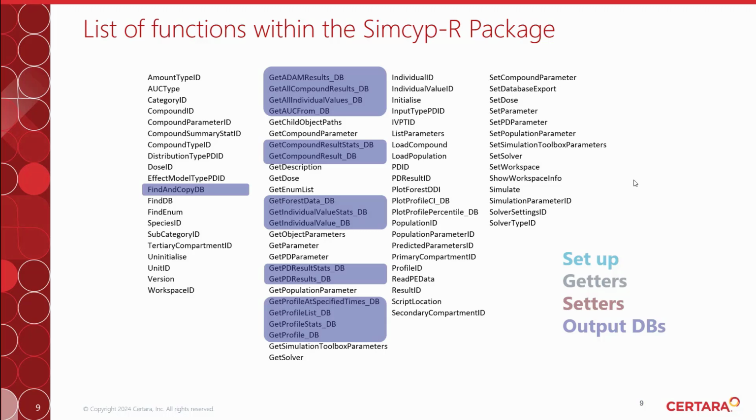The next list of functions are the output DBs. For these functions, they have _DB at the end of the function name. What these functions do is, after you run a Simcyp simulation, they are able to go into the database file that was generated and extract simulation results from that database file. So for example, if you wish to know what the simulated age is or what the simulated body weight is for your population, you use the function getIndividualValue_DB in order to extract that information from that database file.